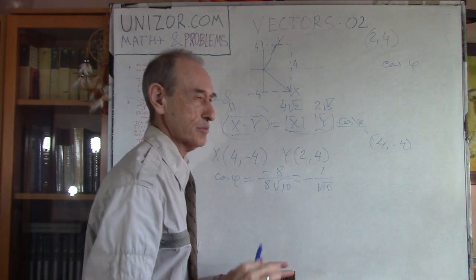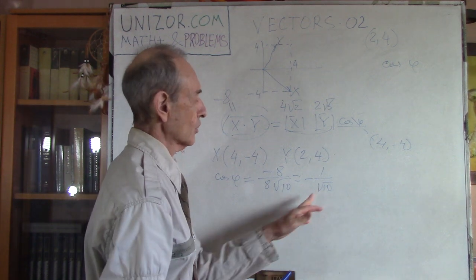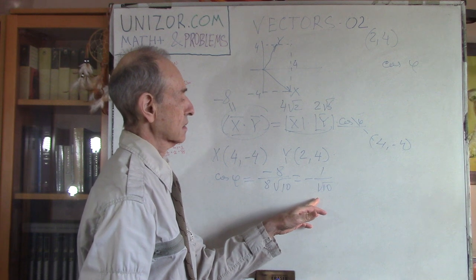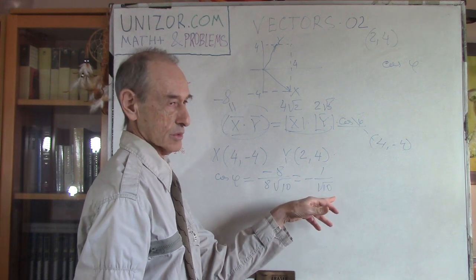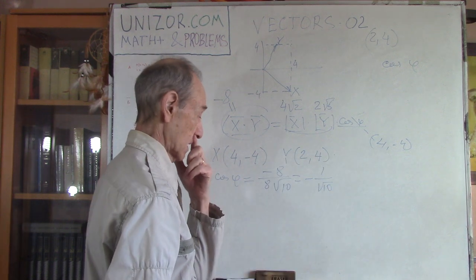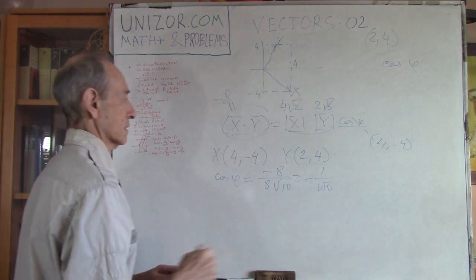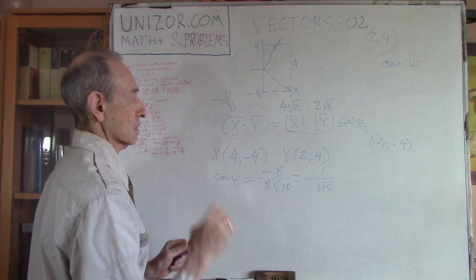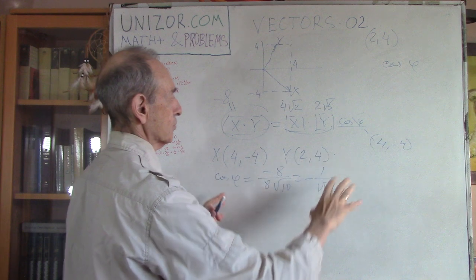Traditionally, some prefer not to have square roots in the denominator, and they multiply both sides by square root of 10. It will be minus square root of 10 divided by 10. It just doesn't really matter. Okay, so we have calculated it during all these manipulations.